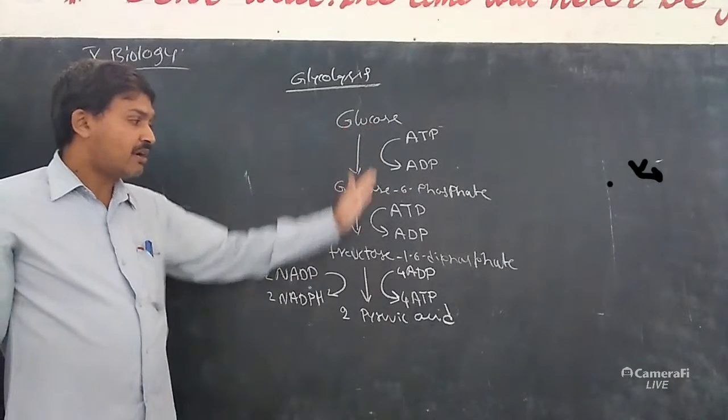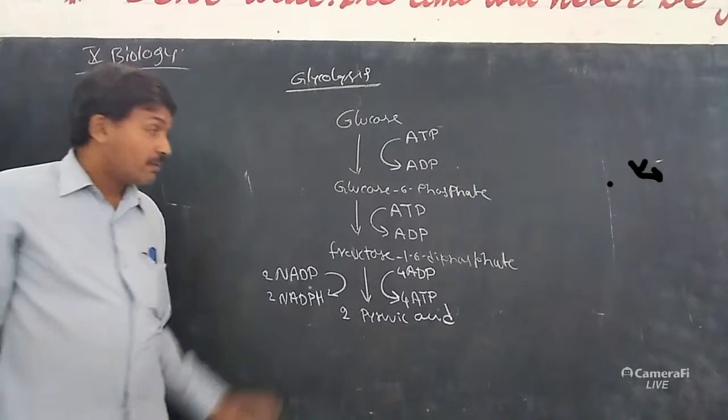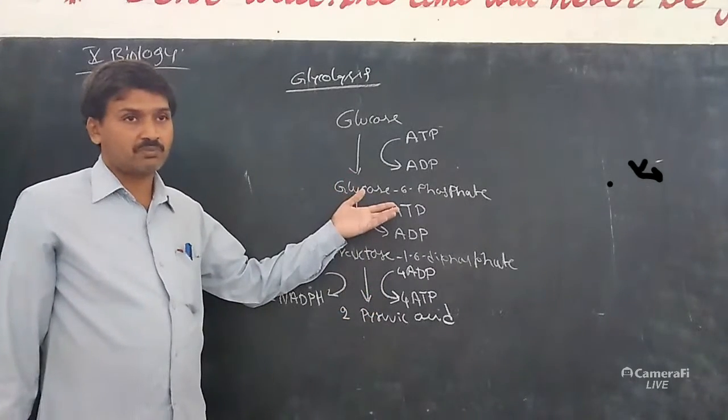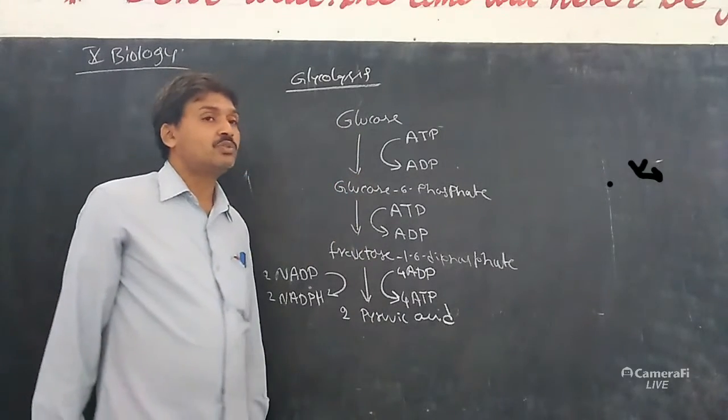So here, in total, how many ATPs are forming? Actually 4 ATPs are forming, but 2 ATPs are consumed in the process. So finally, what is the profit of glycolysis? It means 2 ATP.